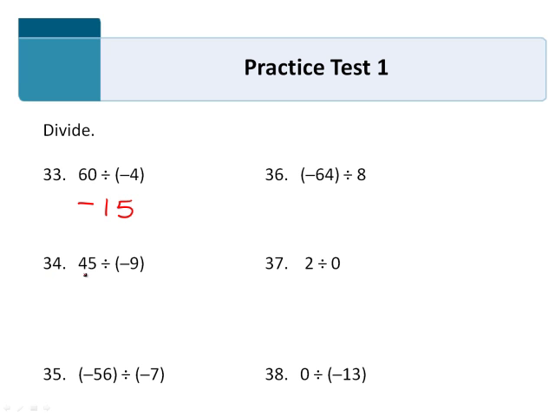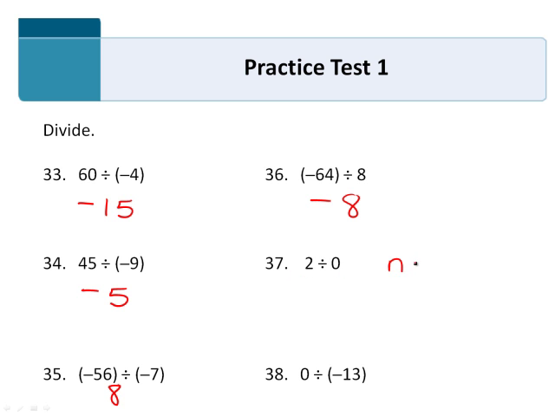Number 34, 45 divided by negative 9, signs are different, so that's going to be a negative, and you get negative 5. 35, we get negative 56 divided by negative 7, the signs are the same, so that's going to be positive, so you get positive 8. 36, let's see, we have negative 64 divided by 8, the signs are different, so it's going to be a negative, negative 8.